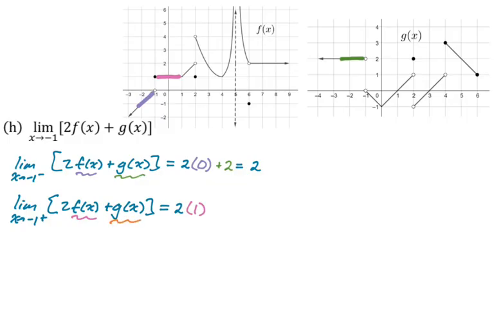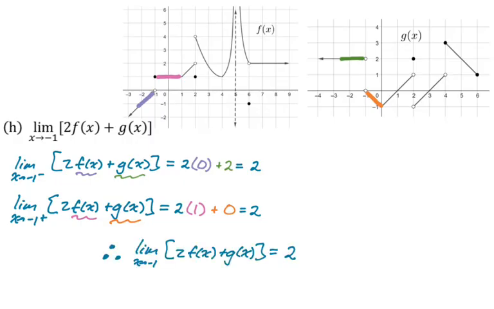So we need to approach -1 from the right. And you can see that's approaching 0. Plus 0 gives us 2. If you get the same thing both times, then that's going to be your limit. So our limit is 2.